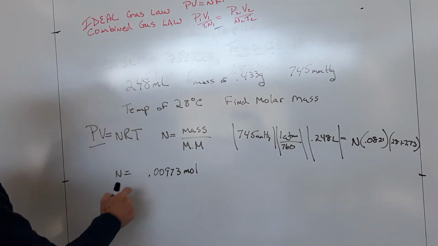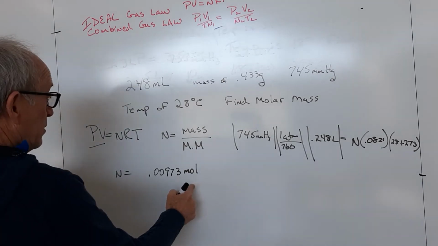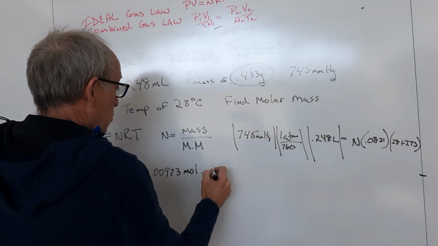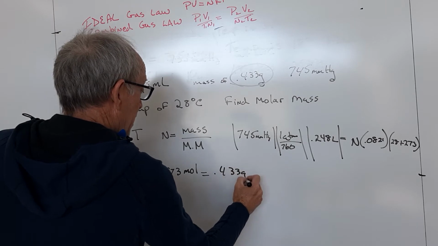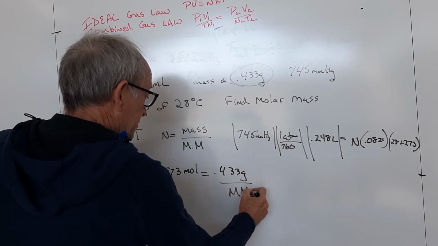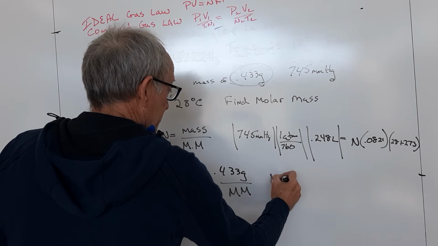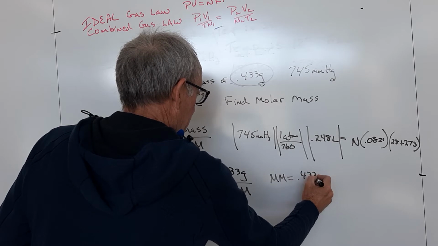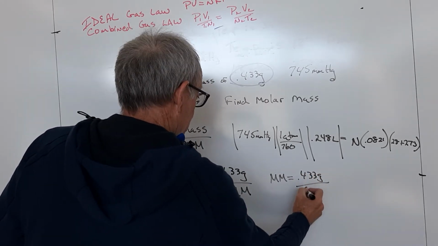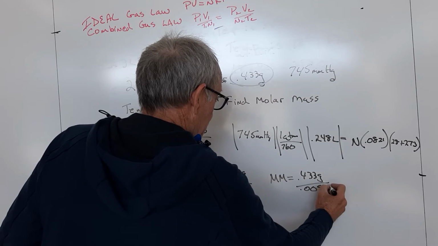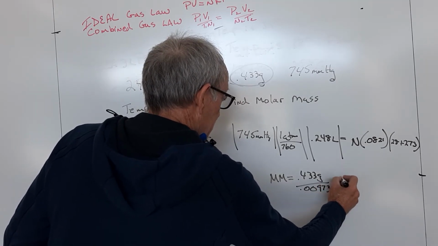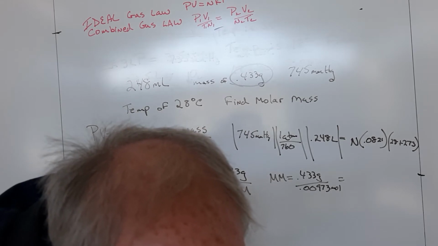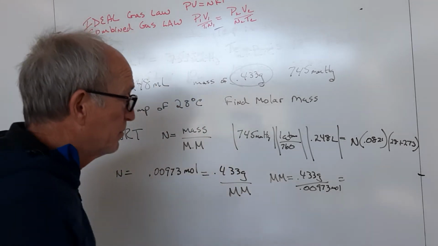And now I can say 0.00973 moles is going to be equal to my mass, which is 0.433 grams, divided by my molar mass. And molar mass is going to be equal to 0.433 grams divided by 0.00973 moles. And that gives me an answer of 3.99 grams per mole.